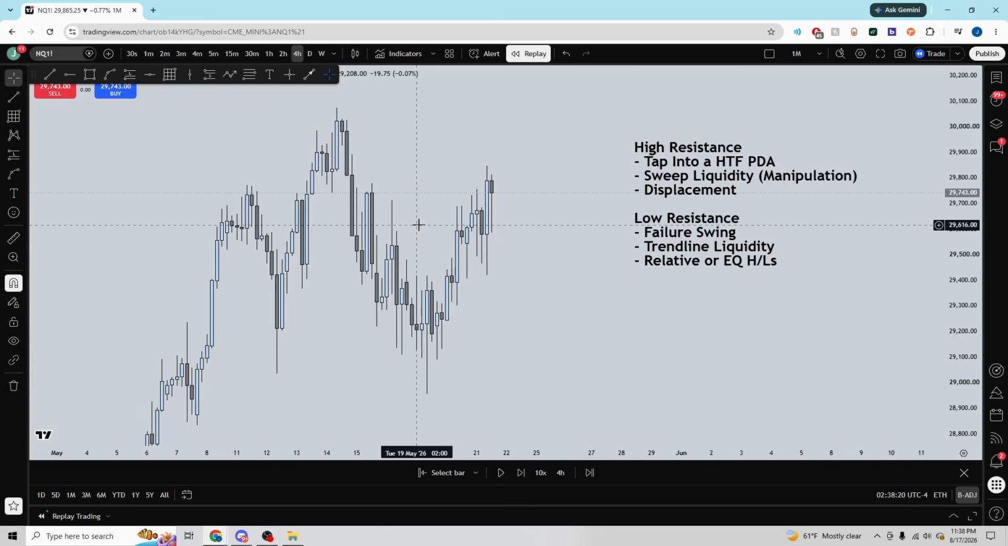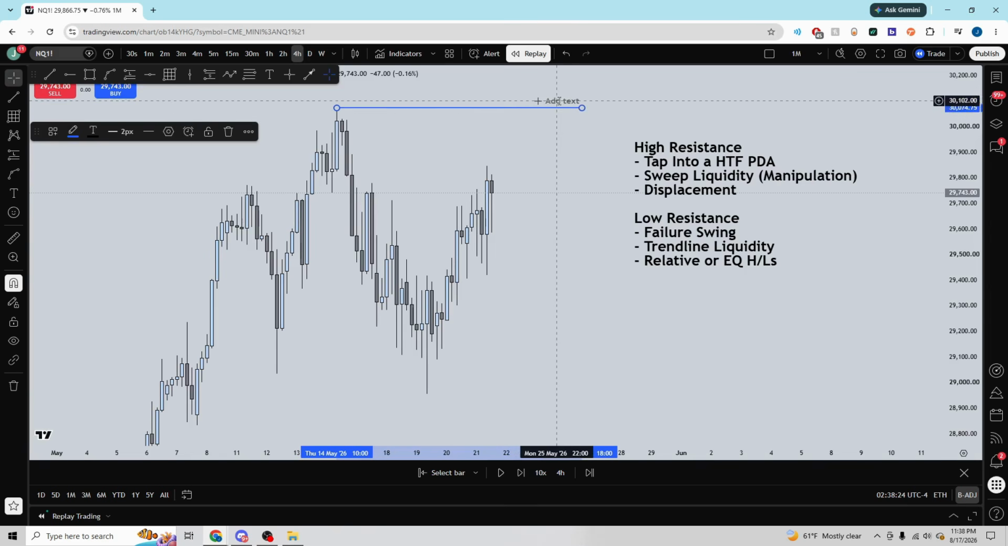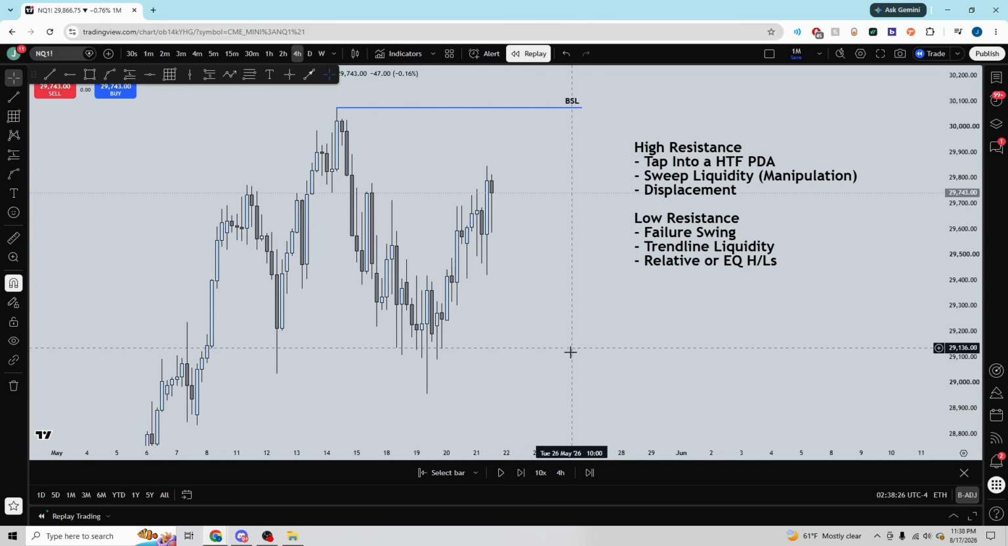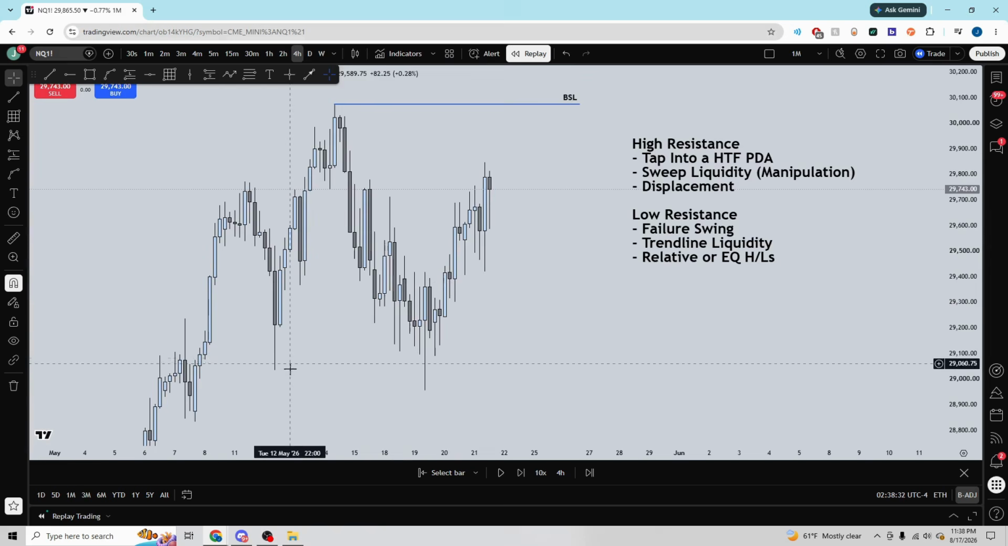We're inside of a high time frame market maker buy model, so you can assume that we're trending towards this buy side liquidity above. Now I want you guys to apply that high resistance versus low resistance. To identify this, you want to see, where did the market sweep liquidity? Well, you can see that we aggressively sweep the sell side liquidity on the 4-hour chart.